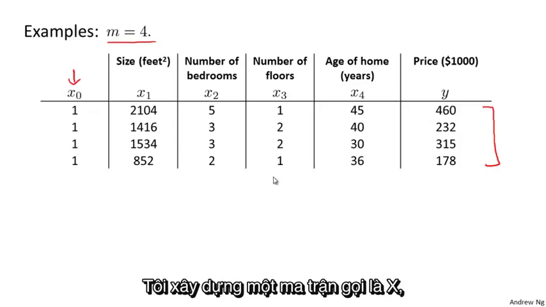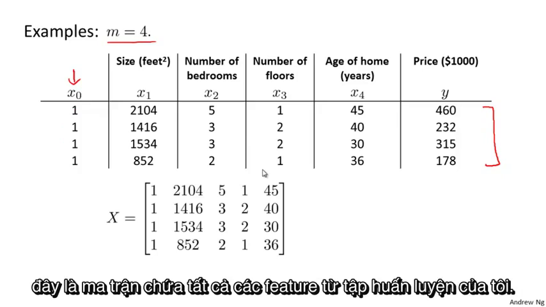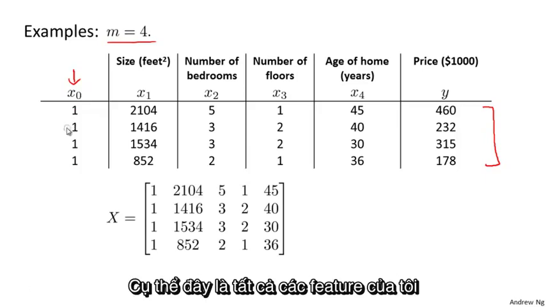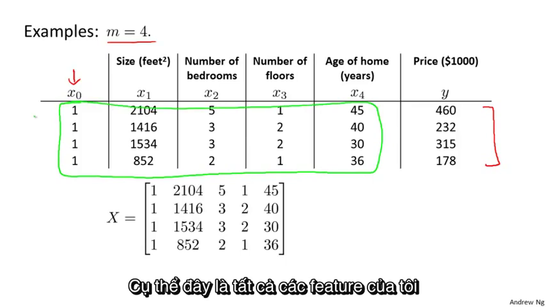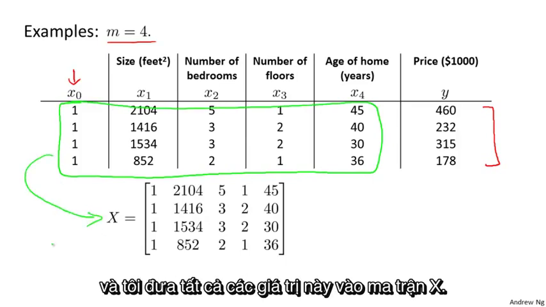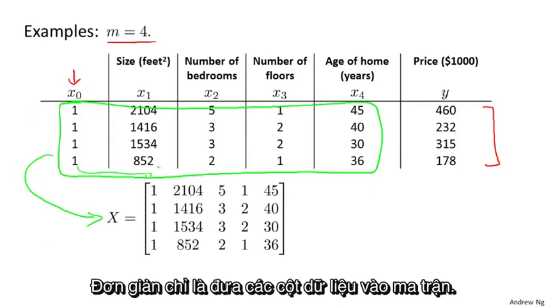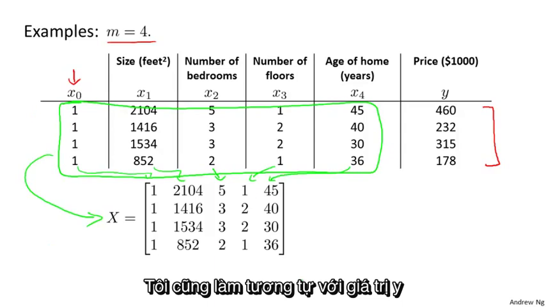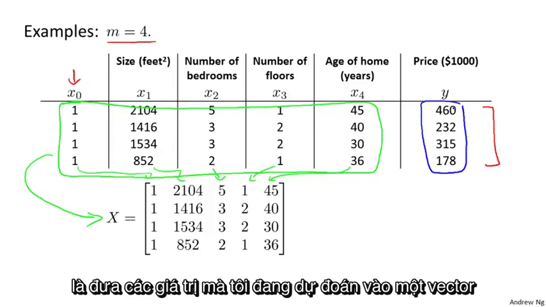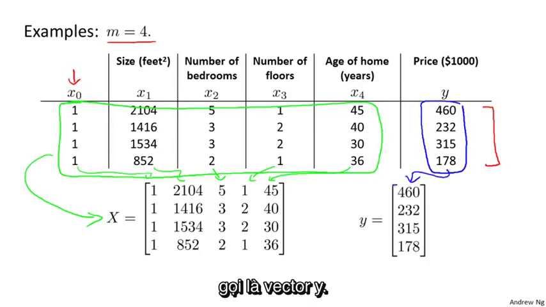What I'm then going to do is construct a matrix called capital X. That's a matrix that basically contains all of the features for my training data. So concretely, here are all my features. I'm going to take all those numbers and put them into this matrix X. Okay, so just copy the data over one column at a time. And then I'm going to do something similar for y. So I'm going to take the values I'm trying to predict and construct now a vector, like so, and call that a vector y.